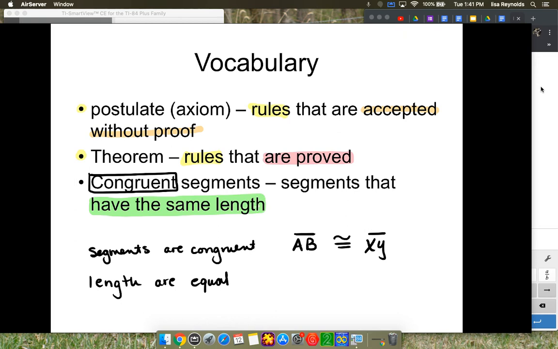When you're talking about the lengths, we leave the bar off the name, so we just use the two endpoints without any symbol over the top. This represents the length, and it will equal the length of the other segment. So the segments themselves are congruent, and their lengths are equal. If you have equal lengths, they're congruent, and if you have congruent, they have equal lengths.